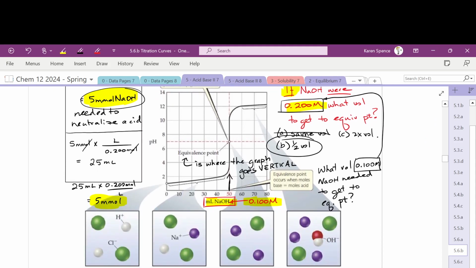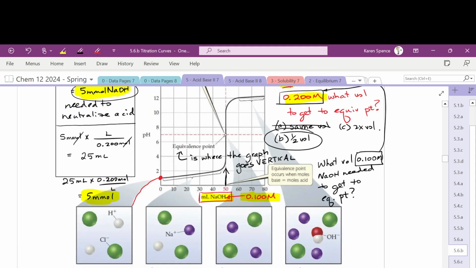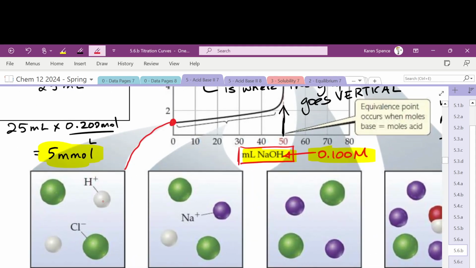And I don't know if this is helpful to you, but what it shows is that at this point right here, all we have is the acid. All we have is H plus and Cl minus. That's it. H plus, Cl minus. Right here, this is halfway to the equivalence point. Do you remember we talked about that, the half equivalence point? You might have missed it. You might have been away for that. So this is the half equivalence point.